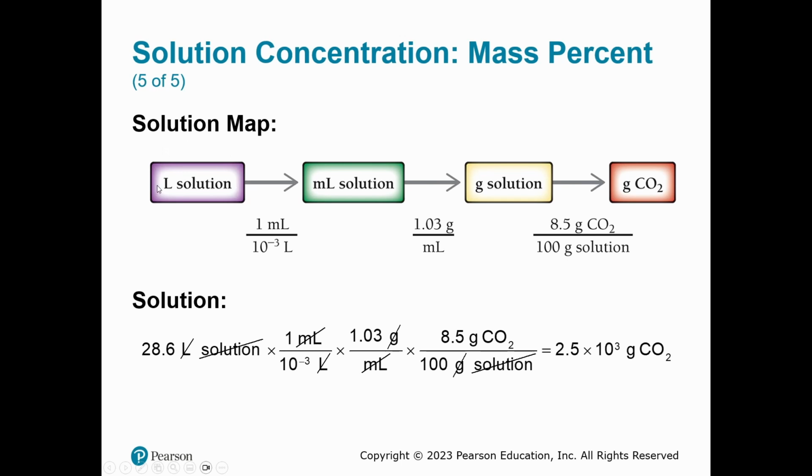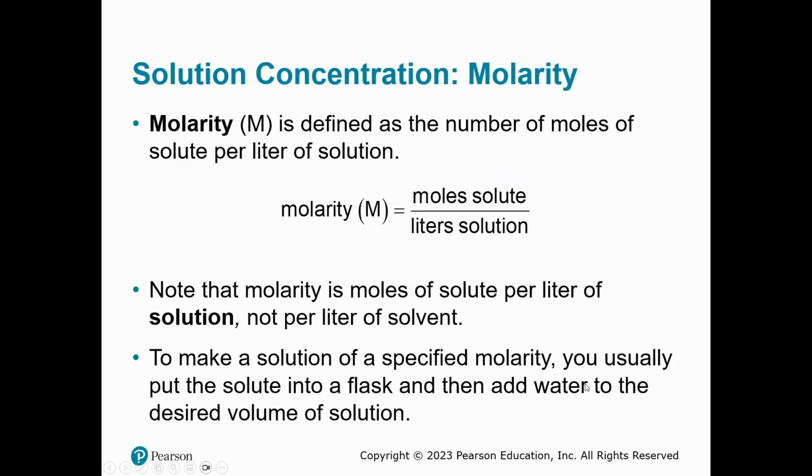We're going to start with our liters. We need to convert to milliliters because that's what our density is in. Once we have that, we can multiply by our density. That will give us just grams. Then we can use grams of solution versus grams of CO2 to cancel everything out. Because the solution is water, we just need to know the density of water, not the density of CO2 or something else. It's just the density of the solution. At the end of the day, we'll get our grams of CO2. Pretty straightforward. The most common unit that we're going to use is molarity. We've experienced this in the lab.